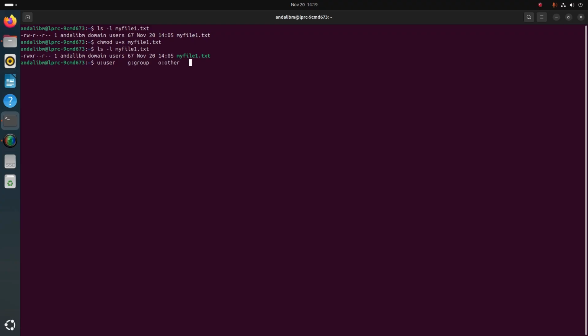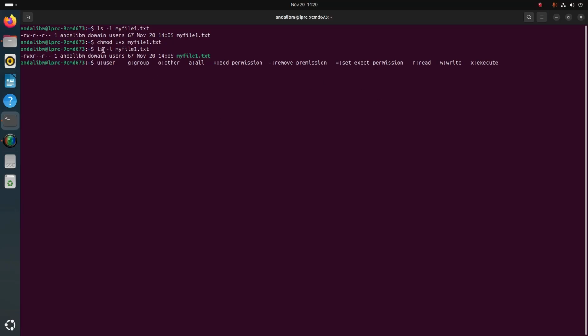And then basically there is also A, which means all of them. If there is a plus, that means add permission. If there is a minus, it means remove permission. And if there is an equal sign, it means set exact permission. Okay? And then the letter R means read only. W is write, and X means execute.